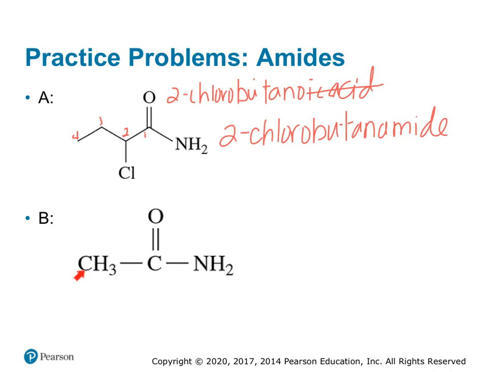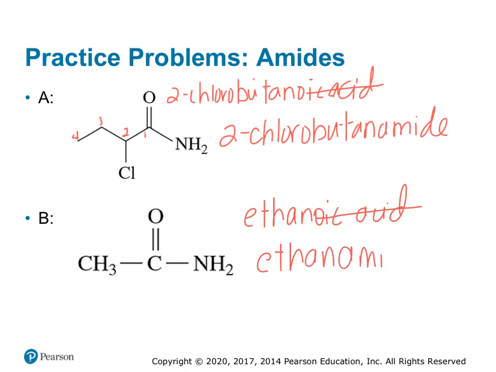Then looking at this one with 2 carbons, the IUPAC name would be ethanoic acid, if it was a carboxylic acid. Now that it's an amide, we've just changed the IC acid part to ethanamide. And those will be IUPAC names. Common names are available as well.